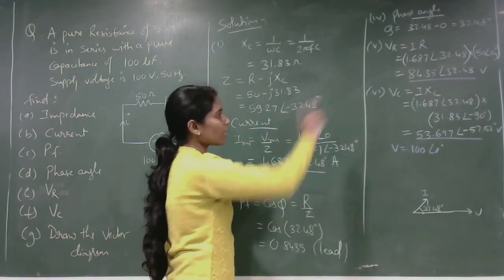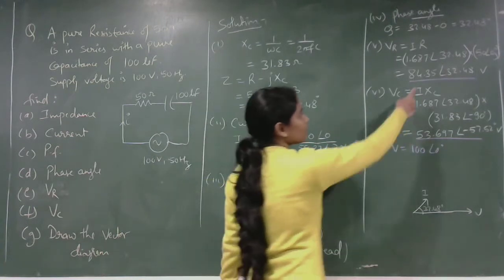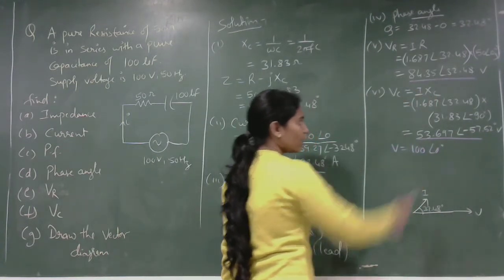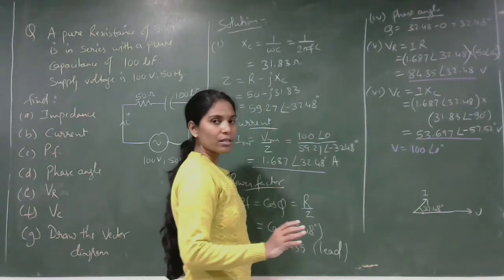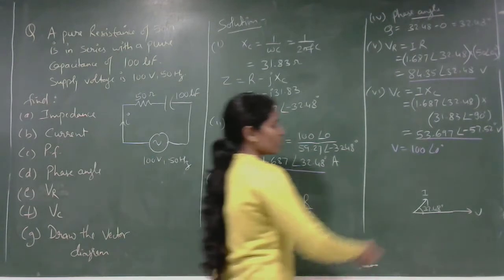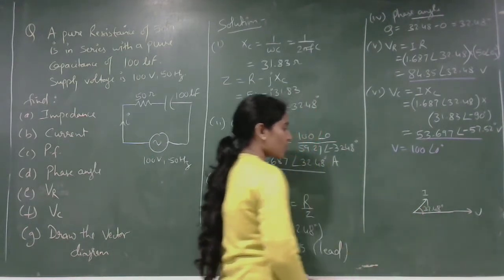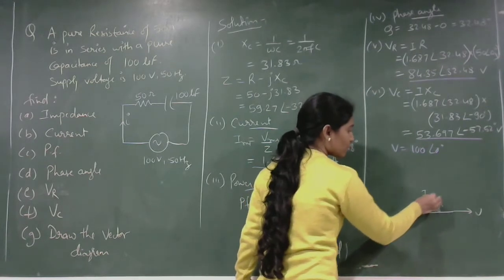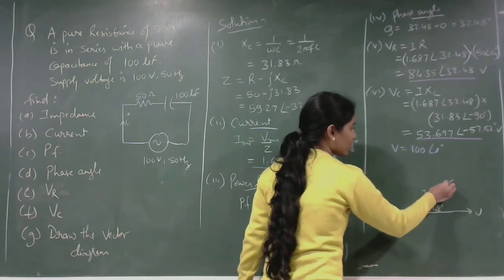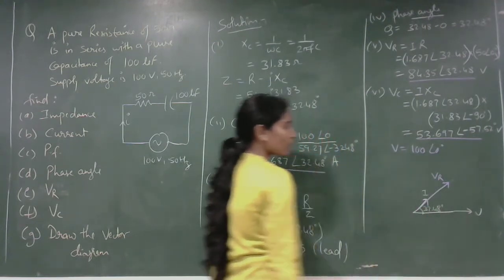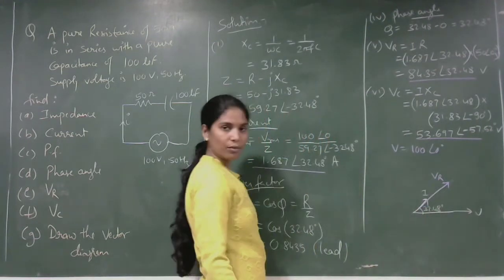Now what is VR? VR is at the 32.48 degree angle, that means here. The resistive voltage is always in phase with the current phasor. So suppose this is my VR, at the angle of 32.48 and some magnitude of 84.35.